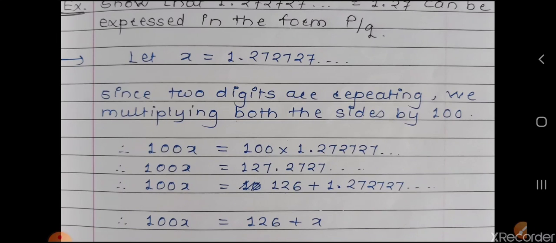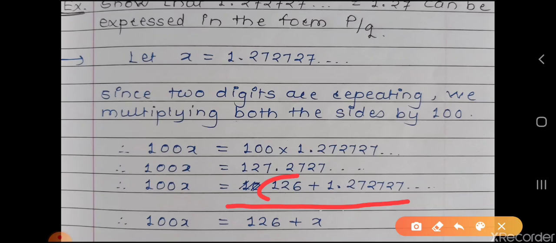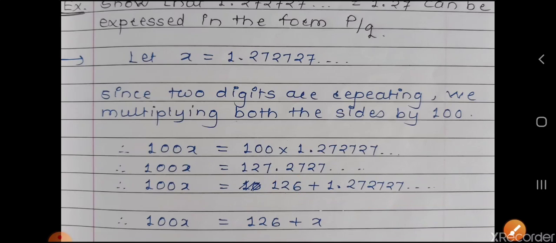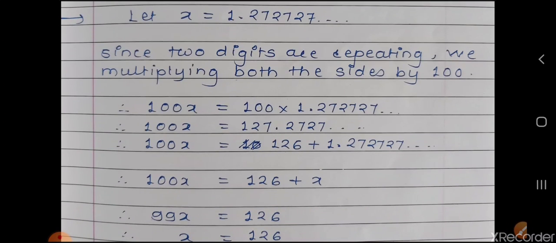So we write 100x, which is equal to 126 plus 1.272727, because the value of x is 1.272727. And this number is a, meaning any number, because we have to solve this for x. So we get 100x is equal to 126 plus x, because x is equal to 1.272727.